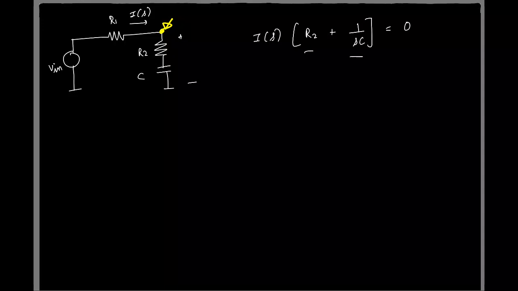Okay. So what is the zero location now? Of course, this guy is not 0 because I of S is V in by R1, because remember, this is 0, which means the current I of S is V in by R1. That is not 0. But this non-zero current flows through this impedance to generate a 0 voltage. So which means the second term in the bracket is what is 0. So what is the value of S then?